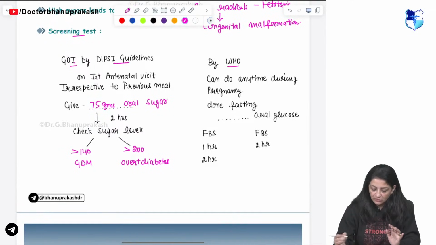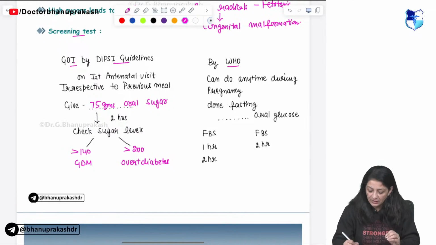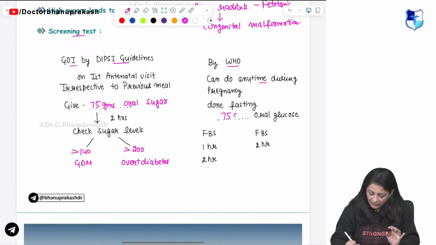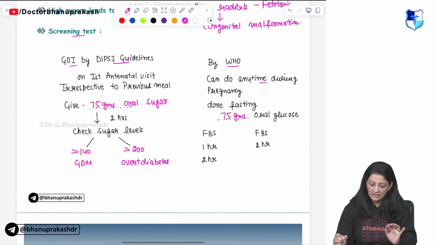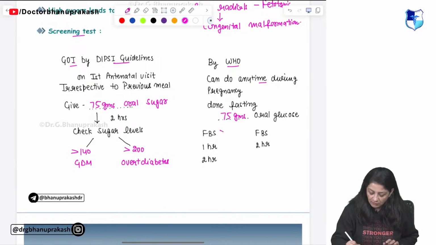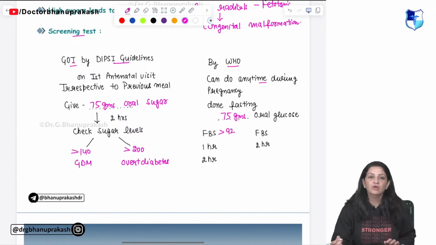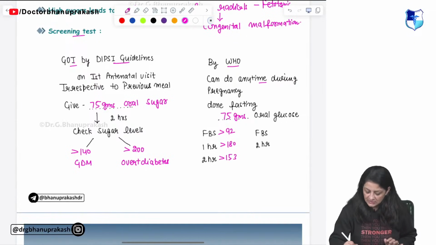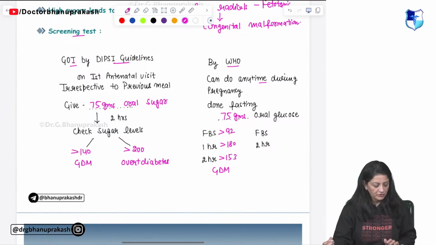By WHO, screening can be done any time during pregnancy, but fasting. Again, give 75 grams of oral sugar. If the FBS is more than 92, 1 hour sugar is more than 180, 2 hour sugar is more than 150, it means this is a case of GDM.